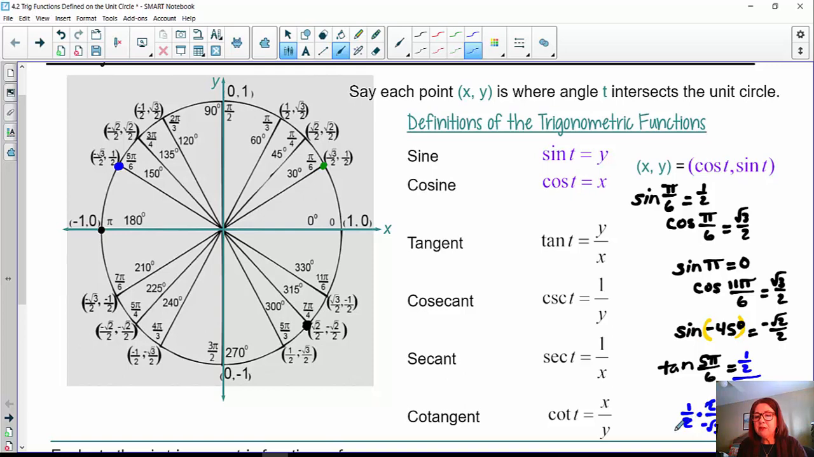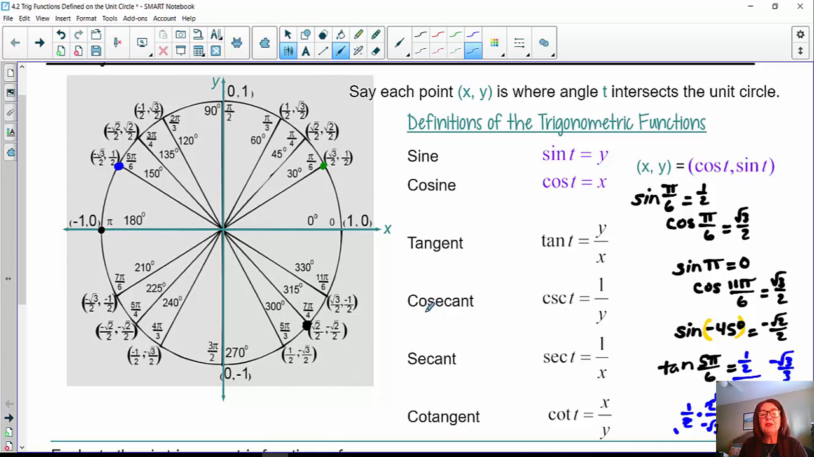My 2's divide out, and I'm left with 1 over square root of 3, and we had a positive times a negative, which means that it's negative. And then I have to multiply by square root of 3 over square root of 3, and finally end up with negative square root of 3 over 3. So the tangent of 5 pi over 6 is negative square root of 3 over 3.